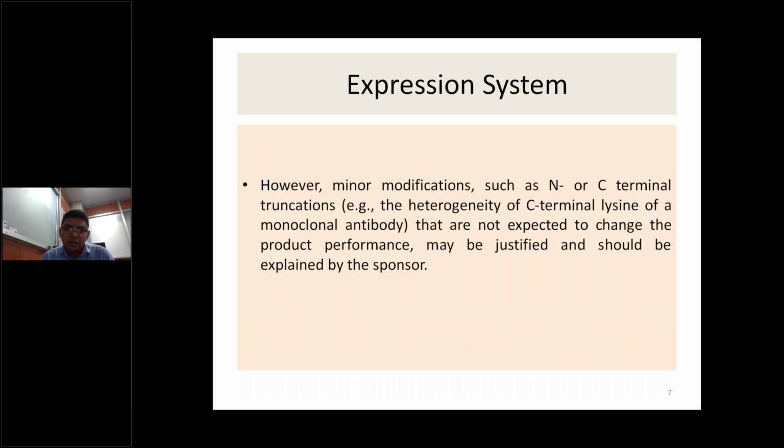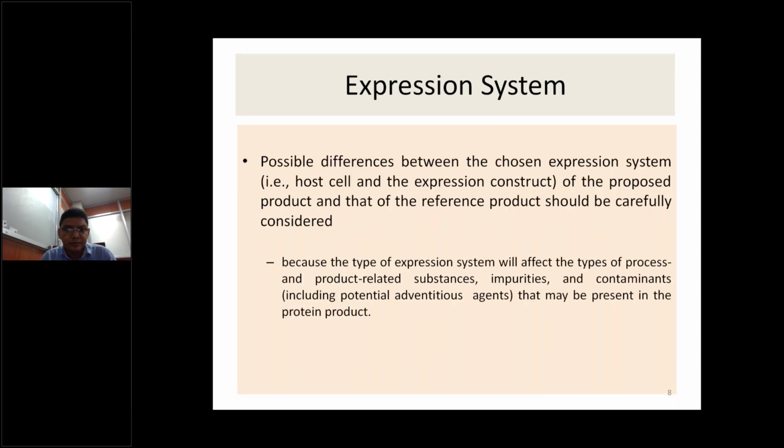However, smaller modifications, mostly in the post-translation modification, that are not expected to change the product performance, could be justified and should be explained by the producer or the sponsor. Possible differences between the chosen expression system, the host cell and the expression construct of the proposed product and that of the reference product should be very carefully considered, because they affect the types of processes and product related substances. It also results in different kinds of impurities and contaminants which may be present in the protein product.